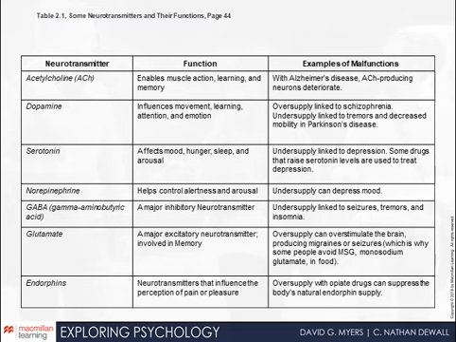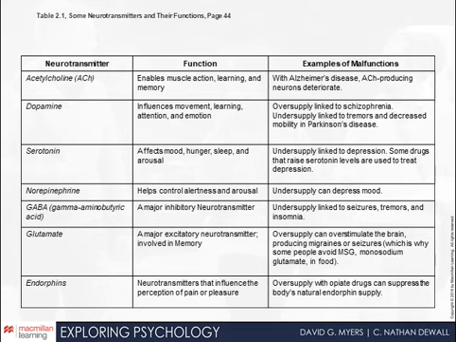We have serotonin, which we will talk about quite a bit. Serotonin affects mood, hunger, sleep, and arousal. An undersupply is linked to depression. Some drugs that raise serotonin levels are used to treat depression. You've heard of drugs such as Paxil and Zoloft. These are called SSRIs, selective serotonin reuptake inhibitors, and we'll talk more about that in a moment.